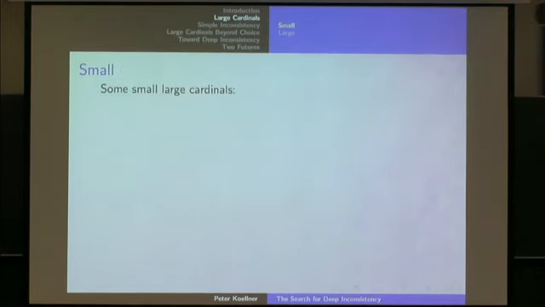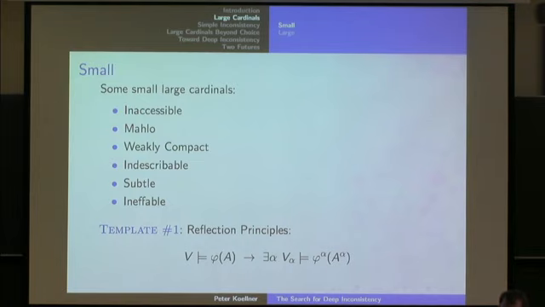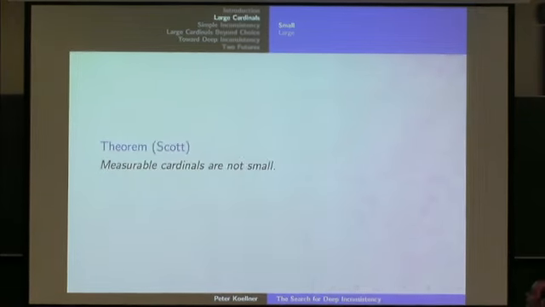So some small large cardinals: inaccessible, Mahlo, weakly compact, indescribable, subtle, ineffable. And there's a natural template for generating these through reflection principles. The general schematic form of a reflection principle says that if V satisfies a certain property, then there's a level that satisfies that property. And Scott showed that measurable cardinals are not small, according to that definition, so they imply V doesn't equal L.